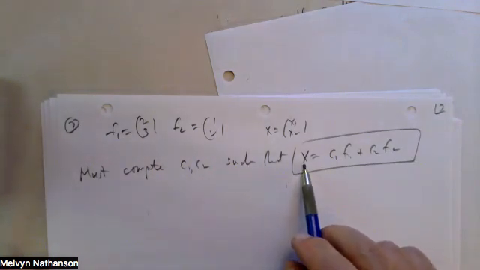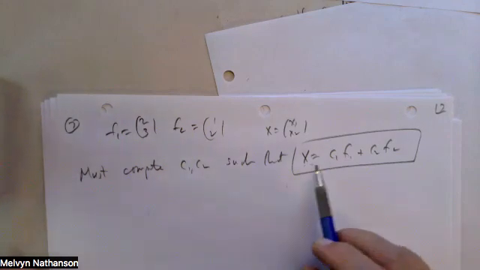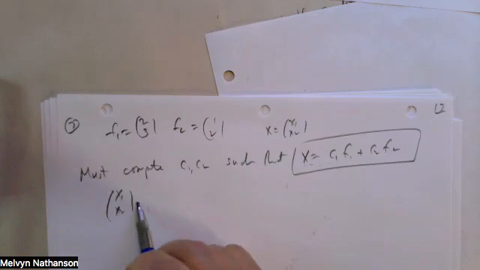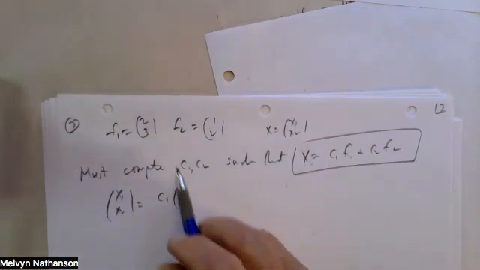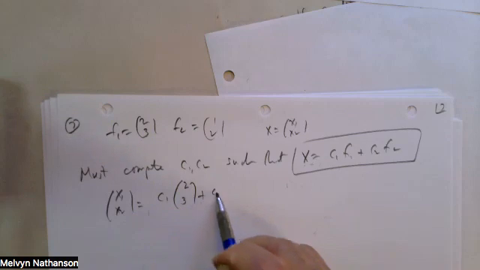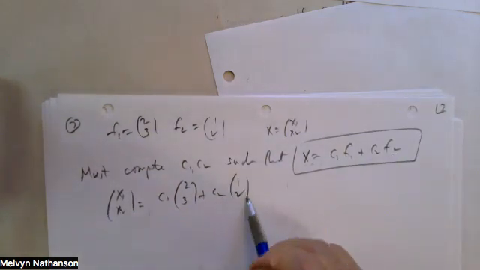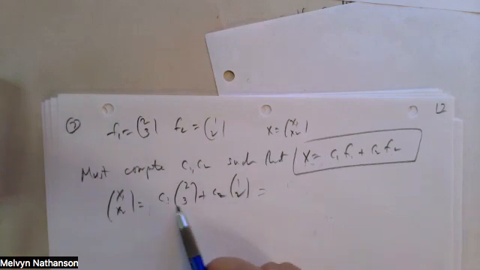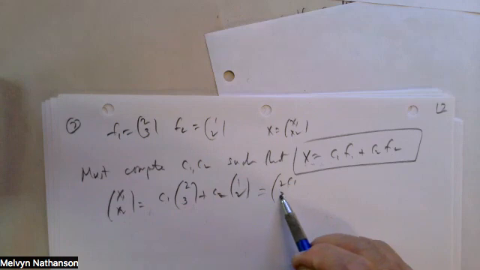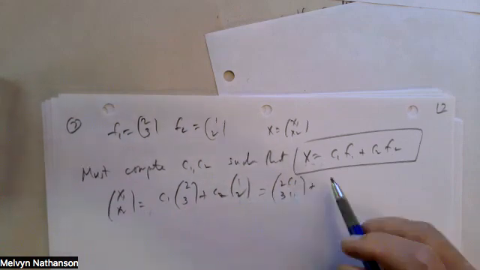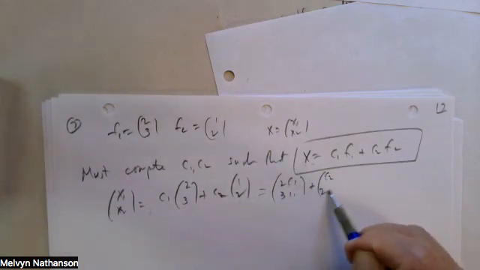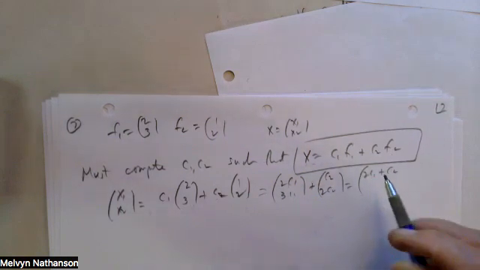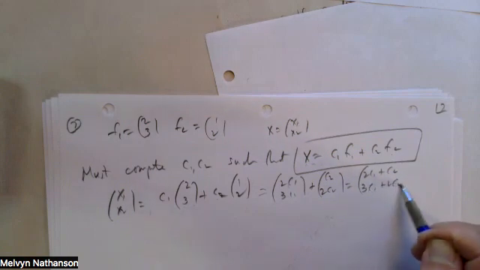This is the equation written in vector form. If you write this in terms of the coordinates, x is x1, x2, and this has to be equal to C1 times F1 plus C2 times 1, 2. What is this? This is C1 times this vector, 2C1, 3C1, and C2 times this vector, C2, 2C2. So this is 2C1 plus C2, 3C1 plus 2C2.